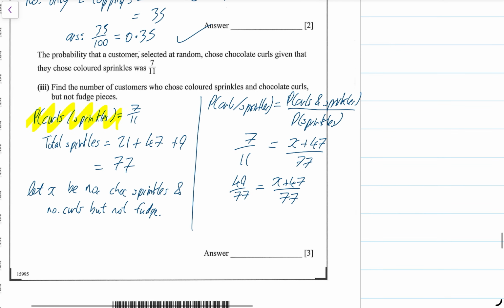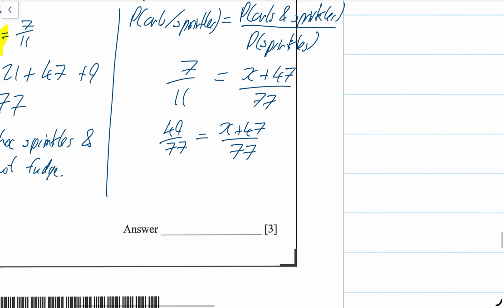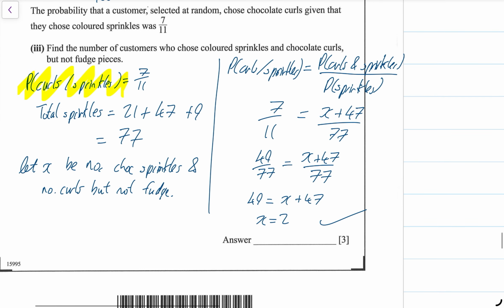So what we've got here is the number of customers who choose coloured sprinkles and chocolate curls. So we defined our X. You're just going to have 49 is equal to X plus 47, which means X is equal to 2. I don't think that's the easiest way of doing that, but it works. Okay, I definitely think there's an easier way. If you do think there's an easier way, please let me know.